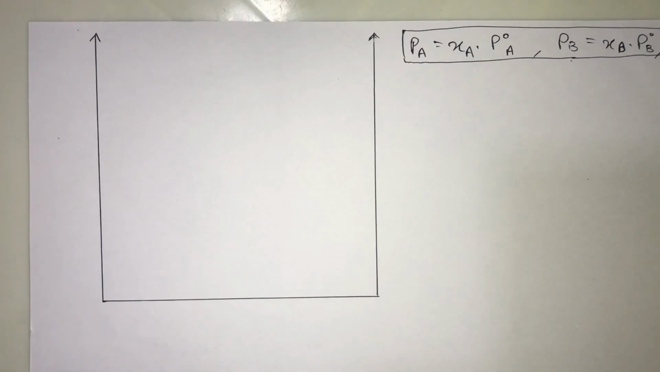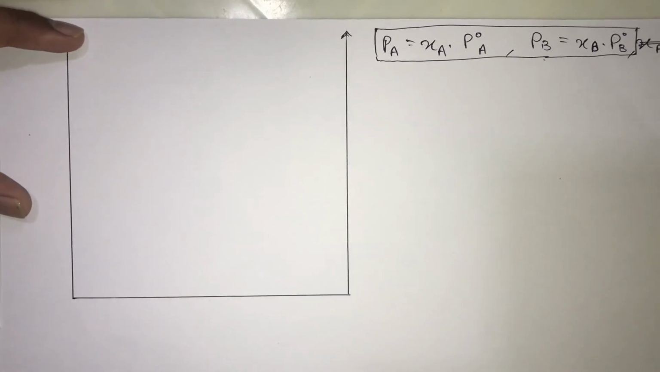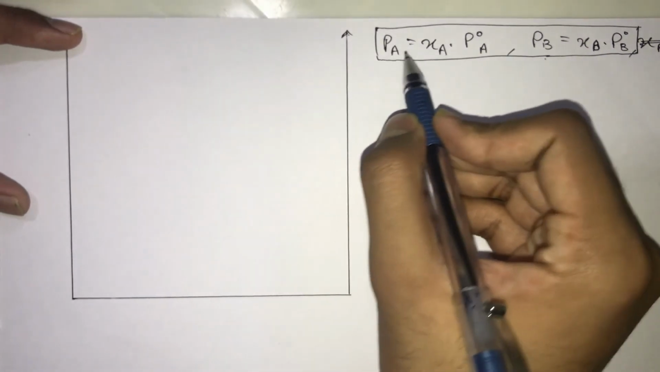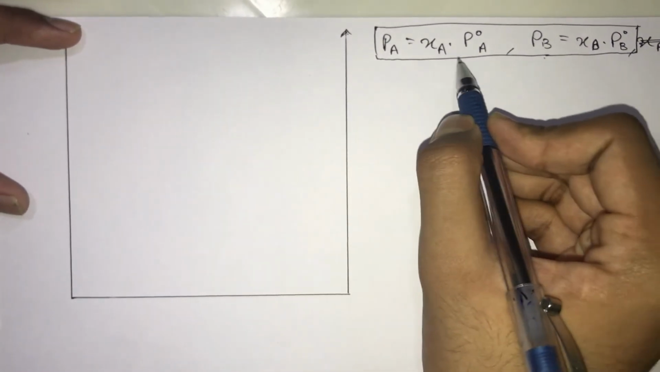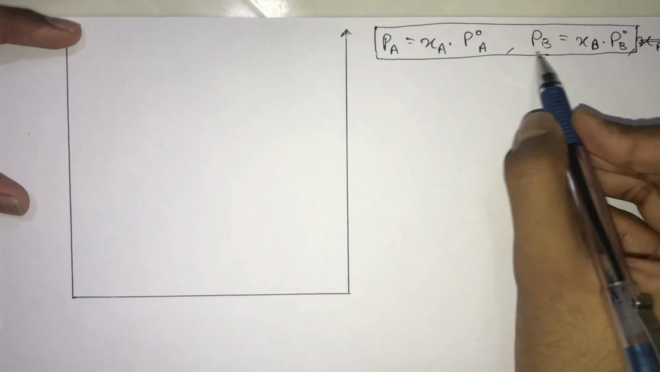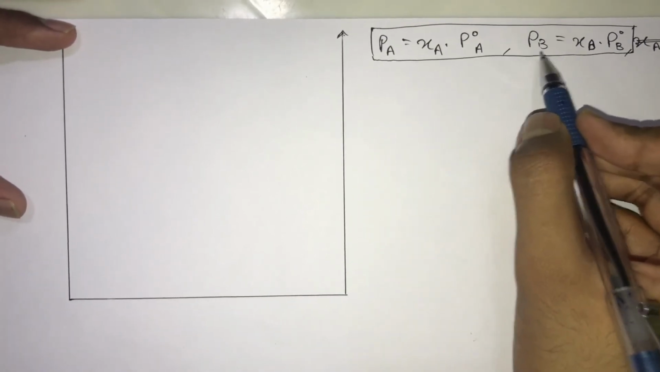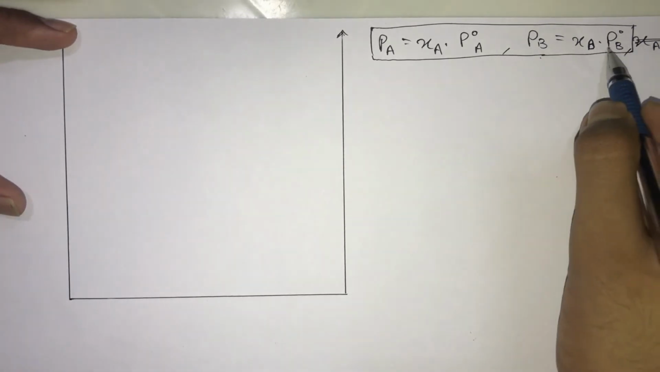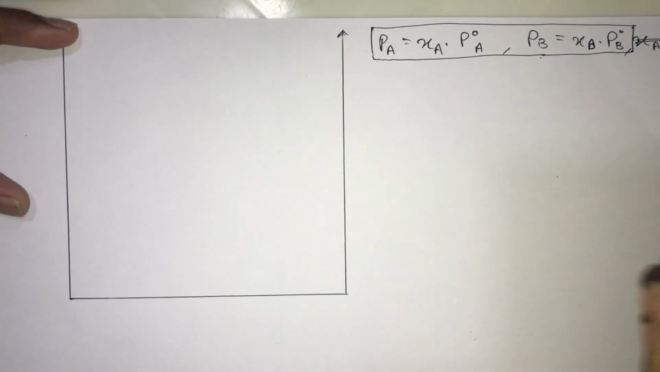So guys, now let us understand the graph which is related to Raoult's law. Before that, you must be aware of these two equations which we get from Raoult's law. That is nothing but what? Partial pressure of A is equal to mole fraction of A into vapor pressure of A, and partial pressure of B is equal to mole fraction of B into vapor pressure of B.